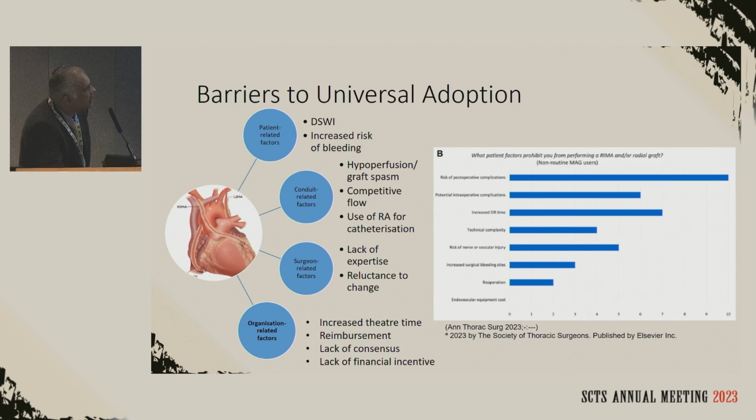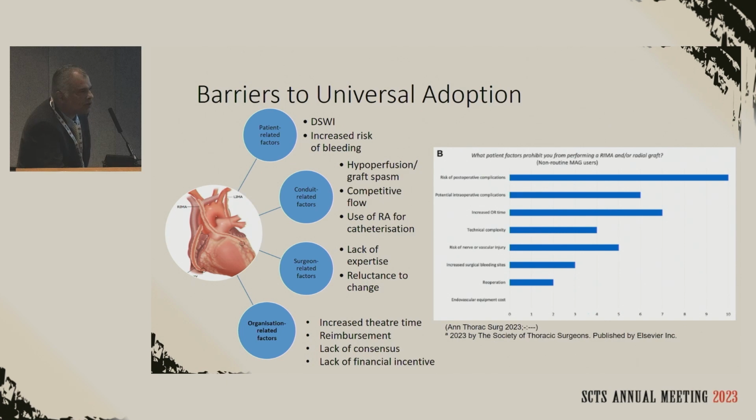On the left side, there is a graph which I've taken from a publication which is in press. It's a survey of the surgeons in Maryland State in America. Essentially what it shows is that the most common reason cited by surgeons in that state for not doing multiple arterial grafting is the risk of post-operative complications.